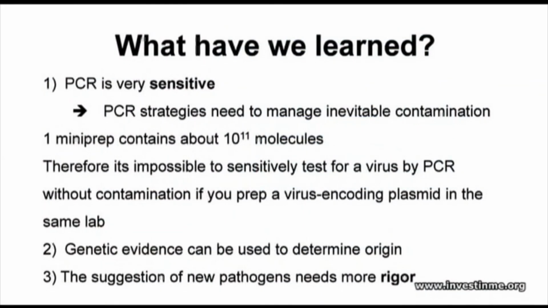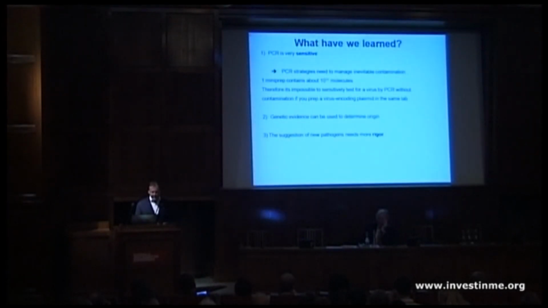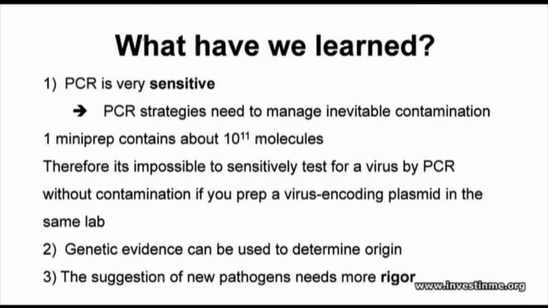I think what we've learned is that PCR strategies have to manage the inevitable level of contamination that you're going to generate if you use very sensitive techniques. Particularly in the early part of this work, there was a sense that you must manage things such that you don't get PCR contamination, and I think that's probably wrong. You need to manage it in such a way that you understand the difference between PCR contamination and an actual virus, and you should be able to do that using genetics.